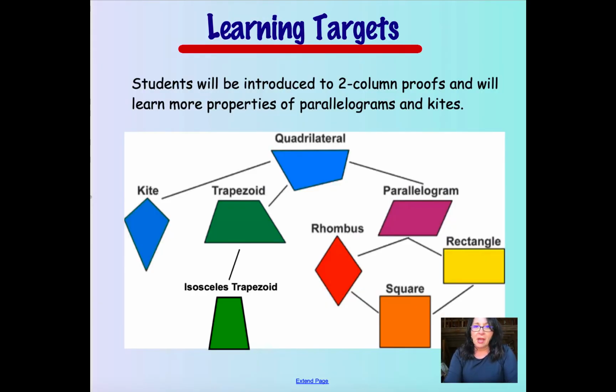So let's get started. Basically, our learning targets are, we're going to talk about two-column proofs and also talk about properties of parallelograms, kites, quadrilaterals, etc. If you look at this chart, I really like this chart because it talks about quadrilaterals being four-sided shapes, of course, and then the different types of quadrilaterals that we have, which are kites, trapezoids, and parallelograms. But within those, for trapezoids, we also have isosceles trapezoids. We also have for parallelograms, the three special parallelograms, which are rhombuses, squares, and rectangles.